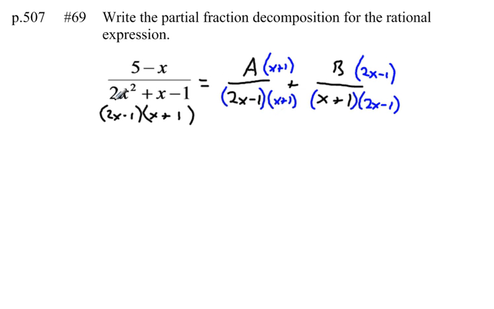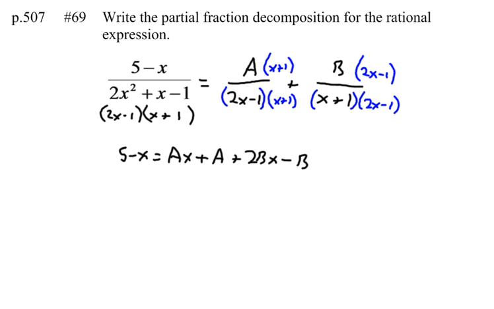Okay, now once we have this common denominator, we can disregard it because we can just set the numerators equal to each other. They're all over the same value, so we can disregard the denominator. So let's rewrite what we have on top of this fraction. We have 5 minus x is equal to a times (x plus 1) plus 2bx minus 1 times b.